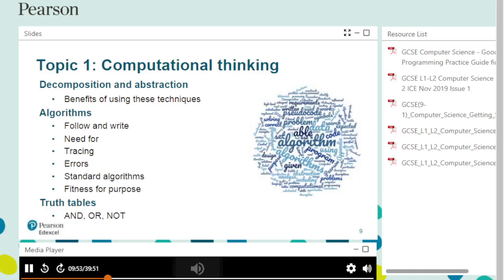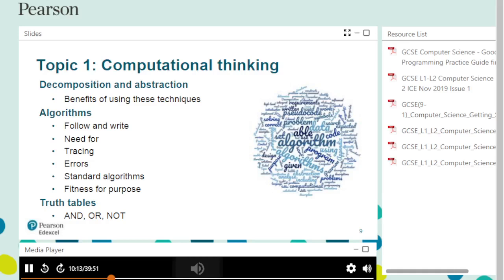We're now going to look briefly at each of the 6 topics in turn. Topic 1 is computational thinking. You'll find it on pages 7 and 8 of the specification. This topic provides the underpinning theory for topic 6, problem solving with programming. It is divided into 3 sections.